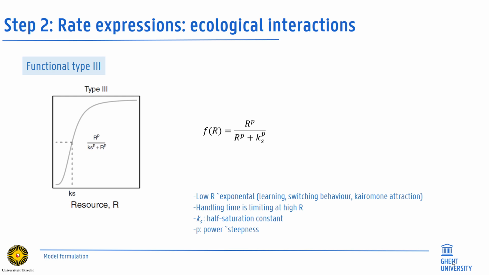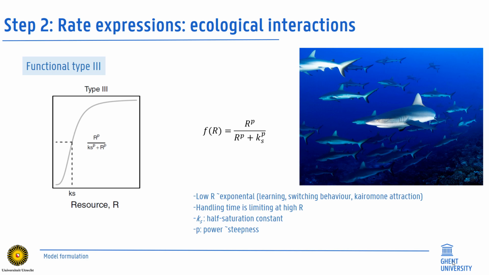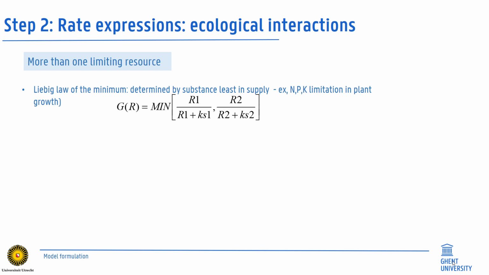Finally, when consumers or predators need to learn where to find prey, consumption will be low at low resource levels, but rapidly increasing when some consumers have found their victims. Think for instance of sharks being attracted by the smell of the first few attacked fish from a big school. This functional response is of type 3, is sigmoidal, with its steepness determined by the steepness parameters in the power of all terms. When more than one resource type is limiting, then both limitations are considered.